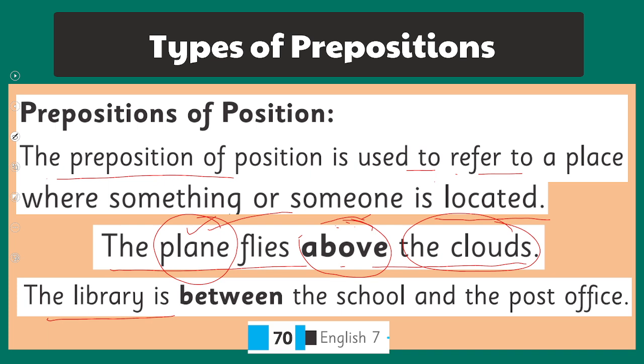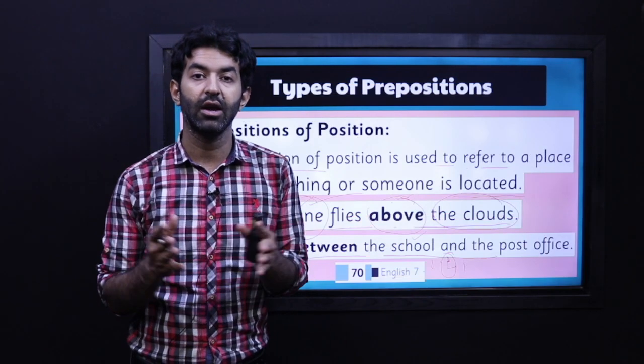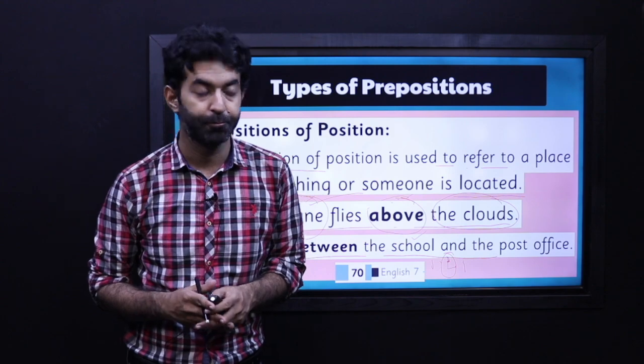The library is between the school and the post office. Library is our noun. Where is it located? Where is the location of the library? The library is between the school and the post office. It means there is this school and there is the post office, and library is here. So we are telling what is at the left and right of the library, so we can locate the library clearly and we can understand the location of it.